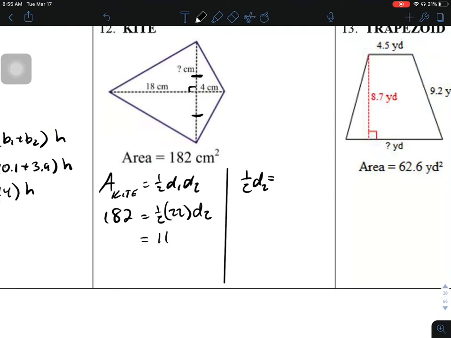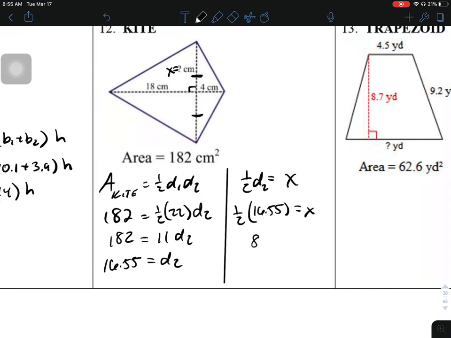It's going to be 11 times diagonal 2 is 182, which is going to make, if you divide by 11, diagonal 2 16.55. We are looking for the question mark in the picture, which is half a diagonal. We'll call this x. So half of 16.55 is 8.27 units of centimeters.